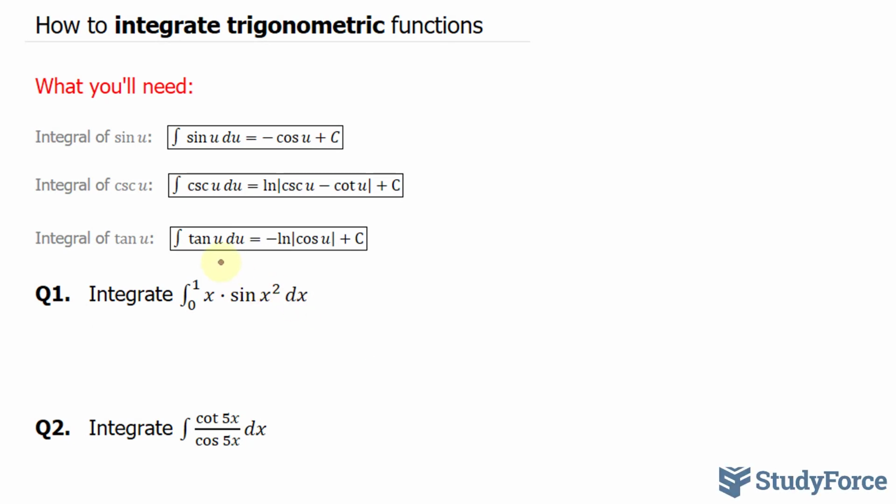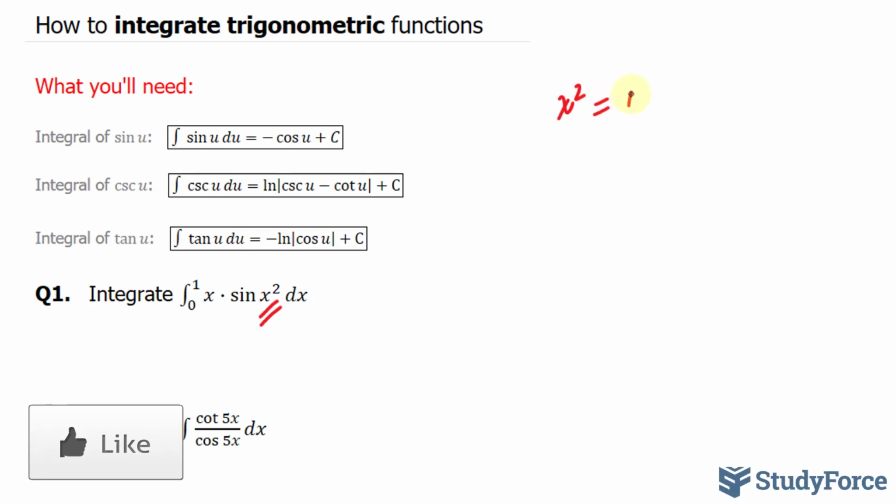What we have to do is match this function so that it looks like one of these patterns. The closest we can get this function to one of these patterns is this one, where the integral of sine u du is equal to negative cosine u plus c. Here's what we'll do. We'll set this part of the expression, x to the power of 2, equal to u. So technically we're doing a u substitution.